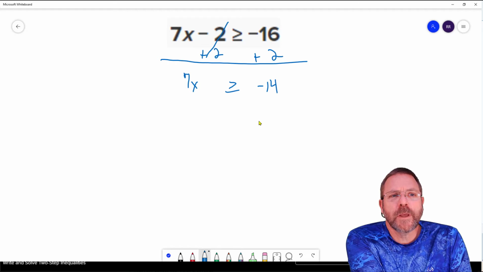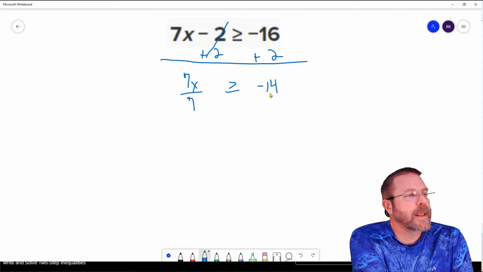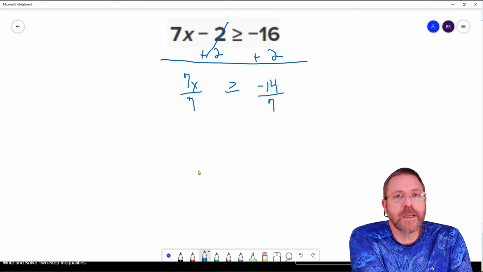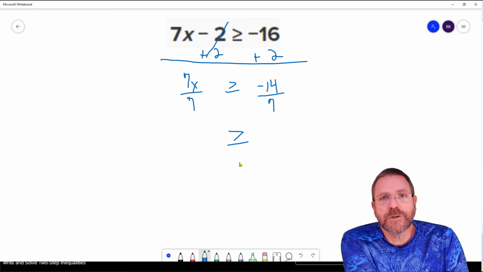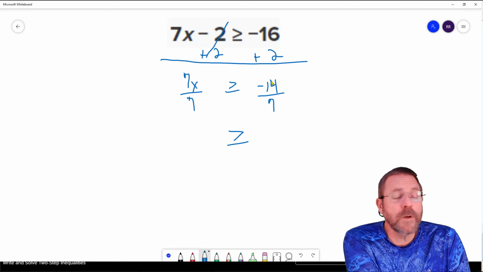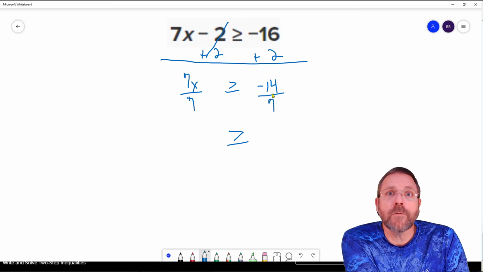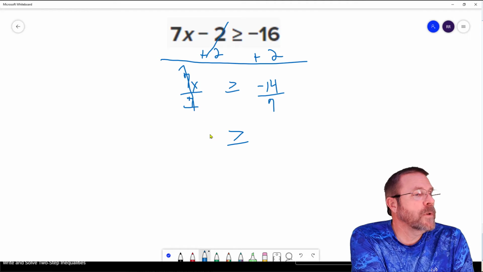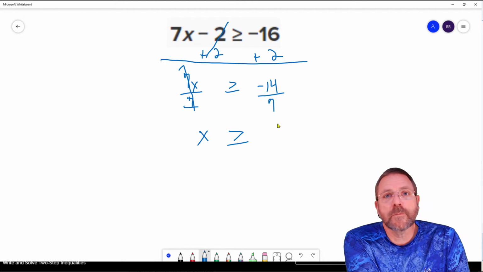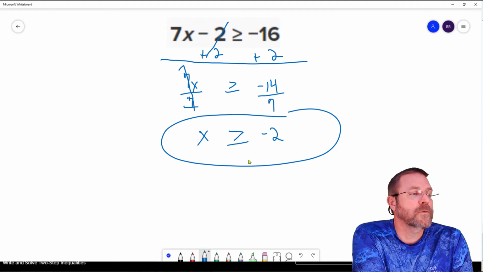Now we're going to undo multiplication and division by dividing by a positive 7 on both sides. Because I'm dividing by a positive 7, my sign does not change directions. Yes, I know there's a negative 14 right there, but I just really don't care right now because it has no bearing on whether or not the sign flips. The sign only flips if you multiply or divide both sides by a negative number. These divide out, becoming 1. 1 times x is x. 14 divided by 7 is 2, and a negative divided by a positive is a negative 2.